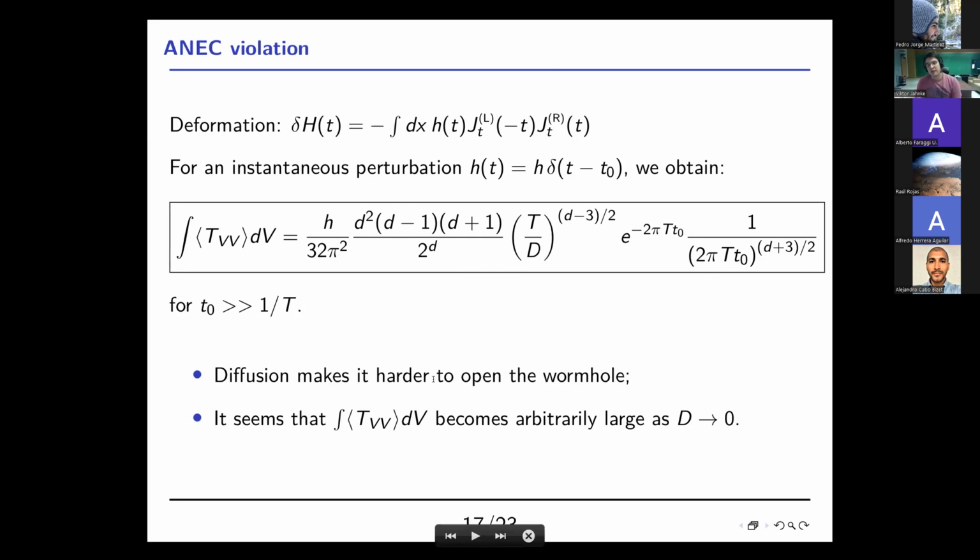On the other hand, for some particular systems, the diffusion constant depends on some external parameters, and you can play a bit with these external parameters and make the diffusion constant smaller. And it seems that the average null energy condition violation becomes arbitrarily large if you send the diffusion constant to 0. So on one hand, diffusion makes it harder to open the wormhole, but on the other hand, if the diffusion is very low, maybe you can violate the average null energy condition by a large amount.